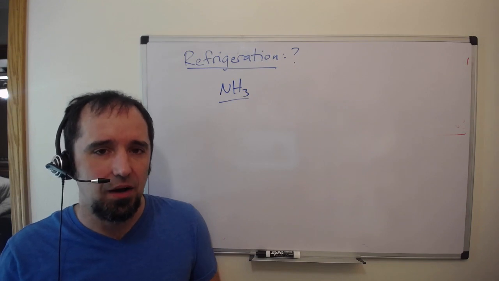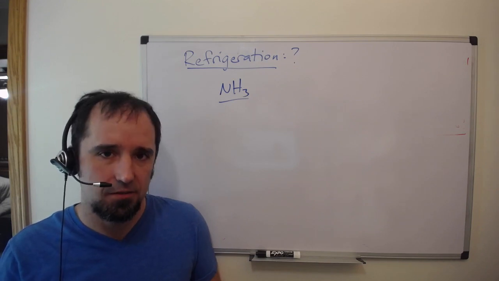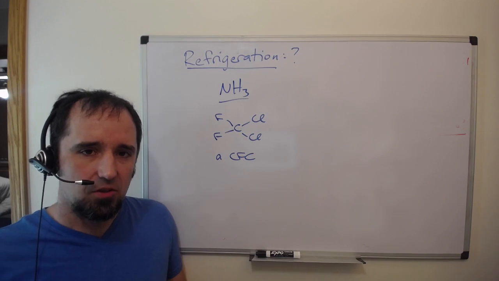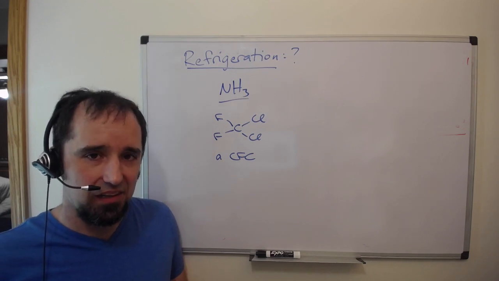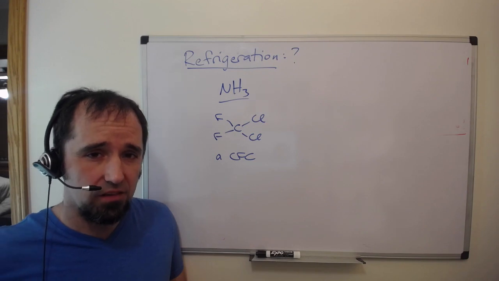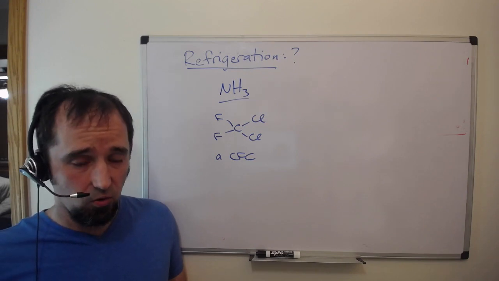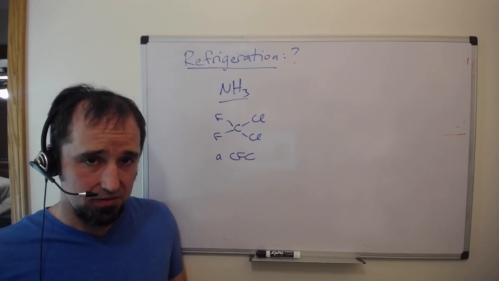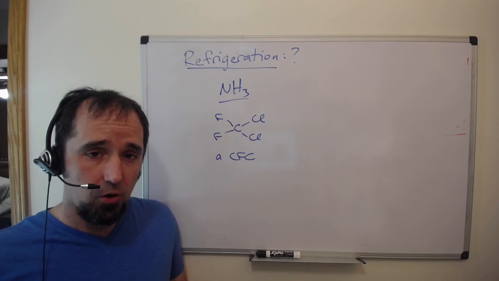This was replaced by chlorofluorocarbons. So there are lots of chlorofluorocarbons. What they have in common is that they are carbon molecules, usually 1, 2, perhaps 3 carbons, that just have fluorine and chlorine on them, no hydrogens. So there's pros and cons to this.